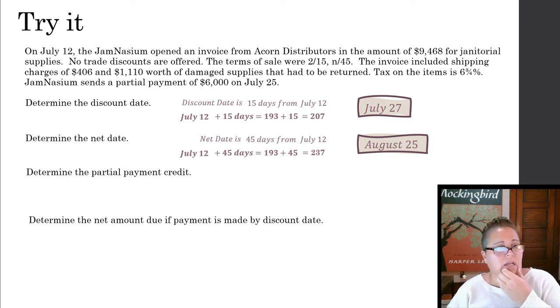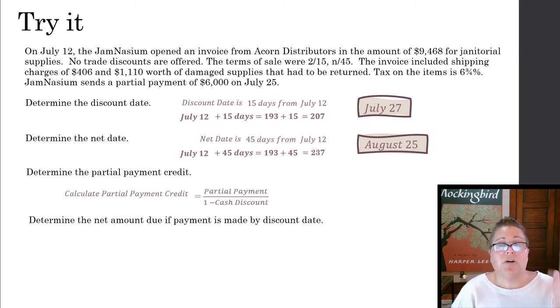We should have it. Determine the partial payment credit. So they had until July 27th to get the discount. They're paying on July 25th. So yes, they're eligible. They get the partial payment credit. So partial payment credit formula. I have a formula for this. It is the partial payment divided by 1 minus the cash discount rate, or the complement of the cash discount.